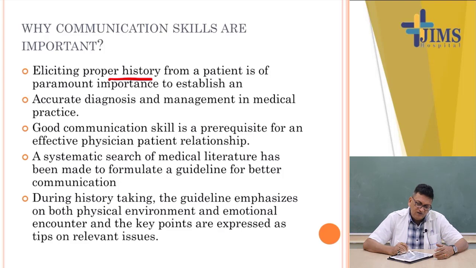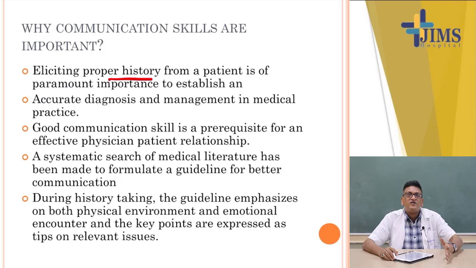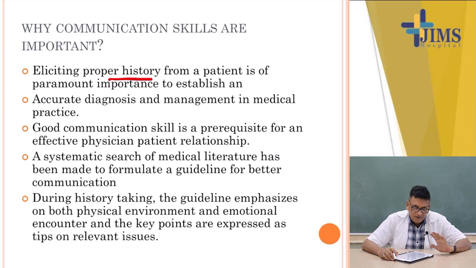Okay, accurate diagnosis and management in medical practice. So this is also important, because unless you get a proper history, you will not be able to do those things which are required for that particular disease. Okay, so getting information from the patient is very important. When you get proper information from the patient, then you may have a few tentative diagnoses. With that line of thinking, you go for the diagnosis. Okay, and then with the help of the lab findings and the radiological findings, you are able to arrive at a particular diagnosis of the patient.